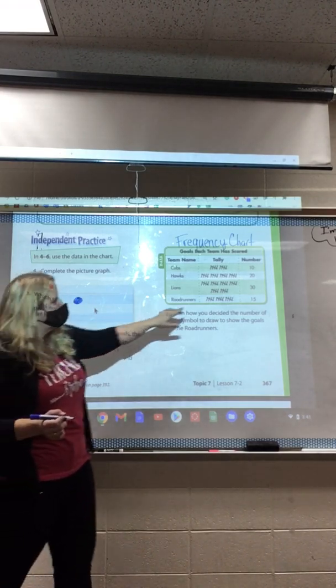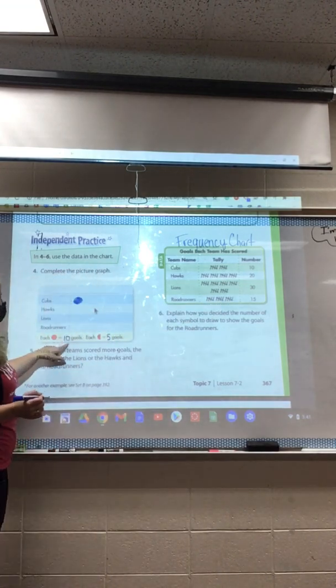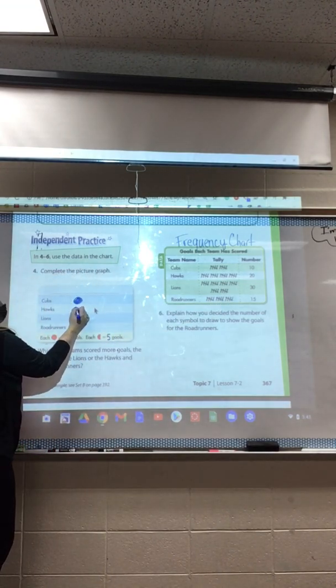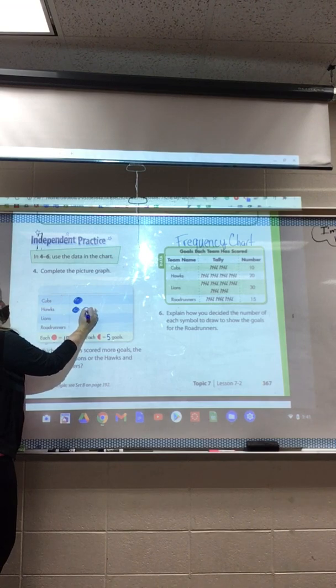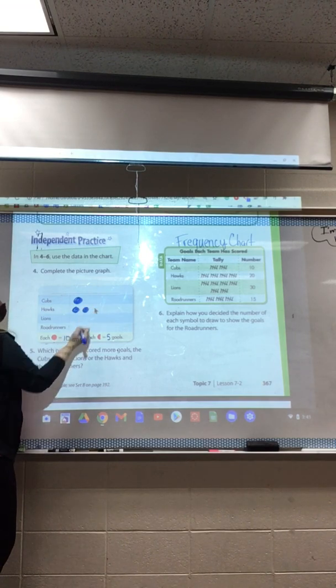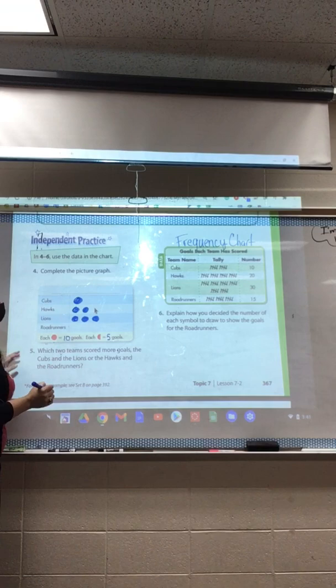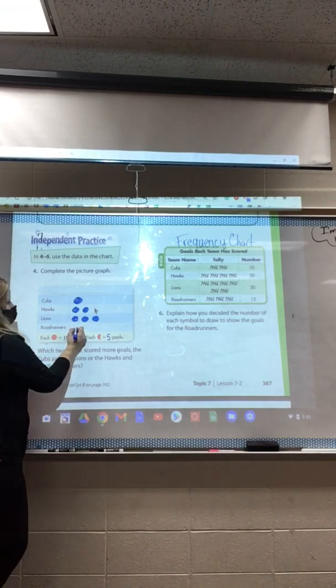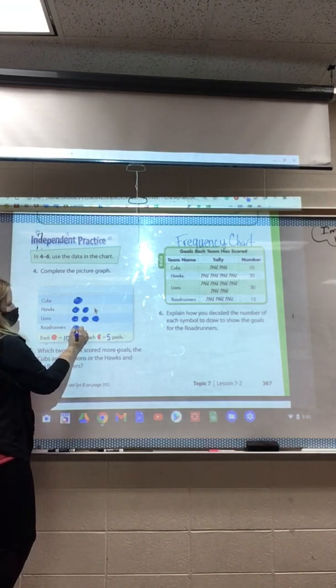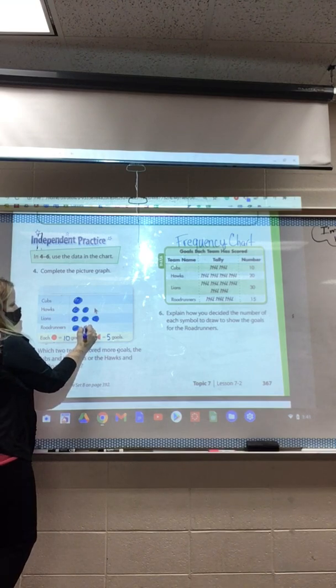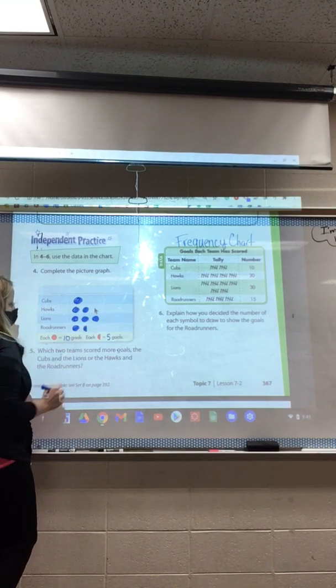For Hawks, I have 20. So 2 times 10 is 20. So I'm going to need 2 here. Lions has 30. So I'm going to need 3. 3 times 10 is 30. And then Roadrunner's a little different, it's 15. So I'm going to need 1 for 10, and then a half a 1 for the 5.